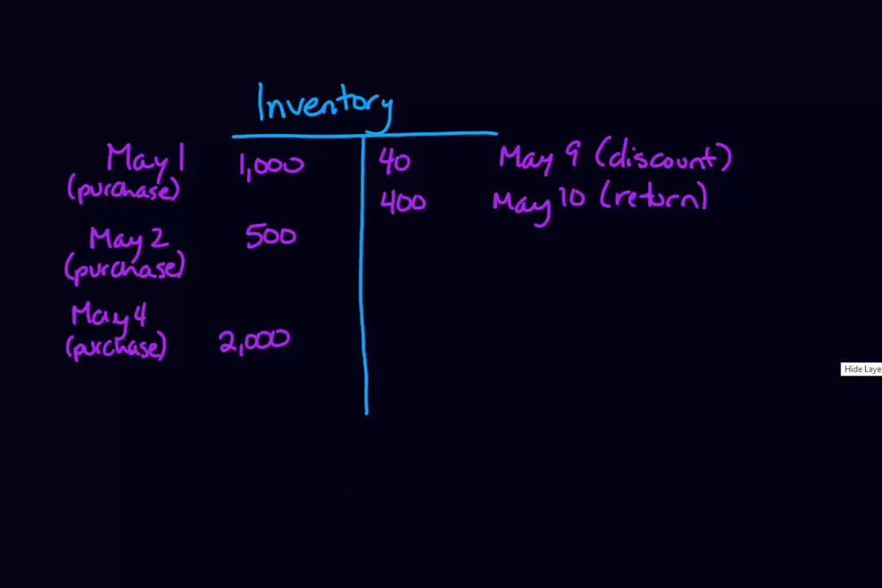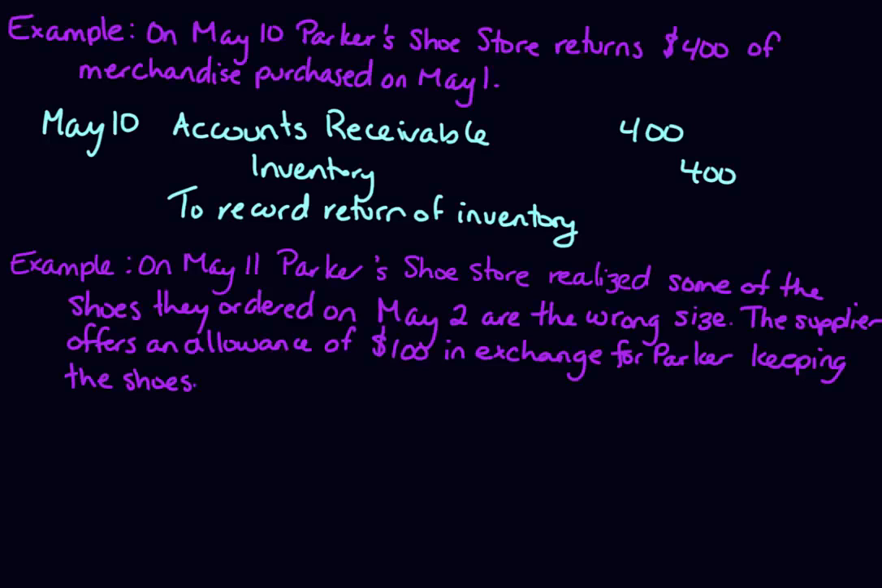Now let's deal with an allowance transaction. So on May 11th, Parker's Shoe Store realized some of the shoes they ordered on May 2nd are the wrong size. The supplier offers an allowance of $100 in exchange for Parker keeping the shoes. So this is different than a return because Parker's Shoe Store is actually keeping the inventory in its store, but they're essentially asking for an allowance, a discount from the supplier. So this is effectively reducing the cost of the inventory to Parker, and because we're under the perpetual inventory system, we are going to reduce the cost of that inventory account.